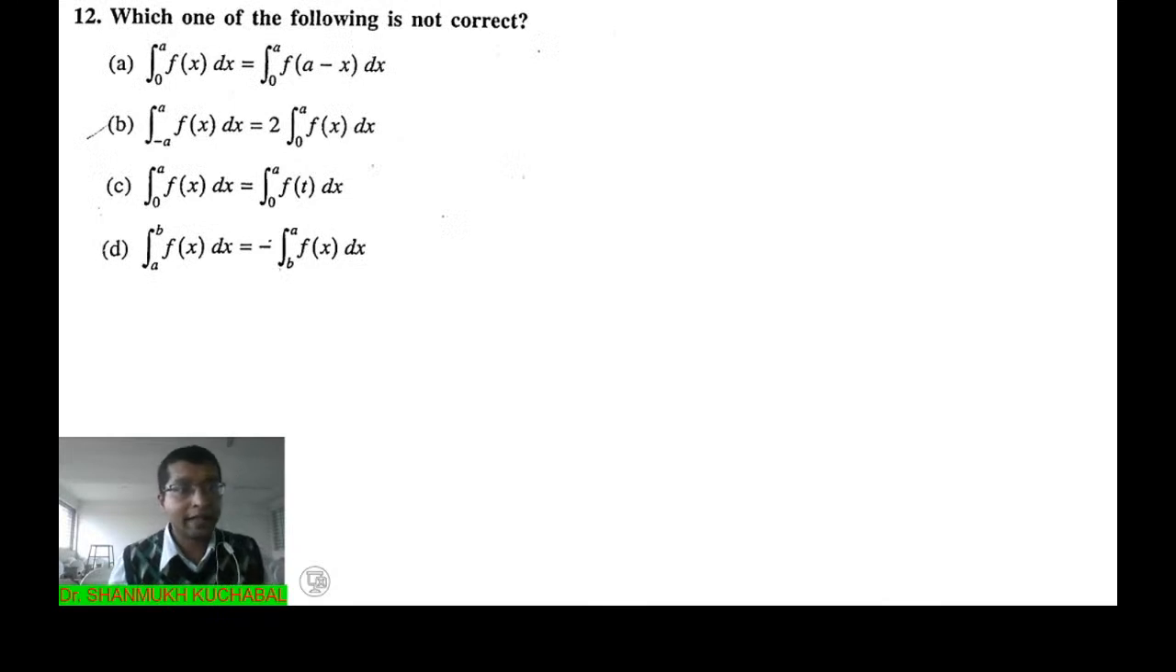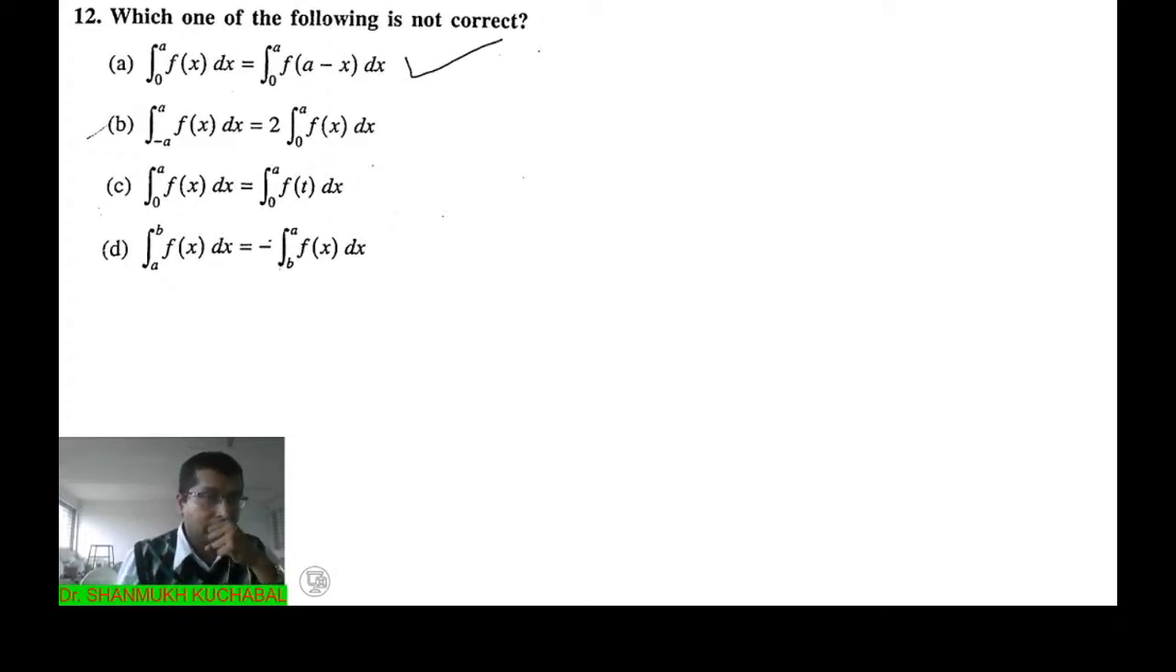We will move to example number 12. Which one of the following is not correct? Okay, so we have to write the answer which is not correct. So option A, it is integral 0 to a f of x dx equal to integral 0 to a f of upper limit plus lower limit minus x. This is a right option.